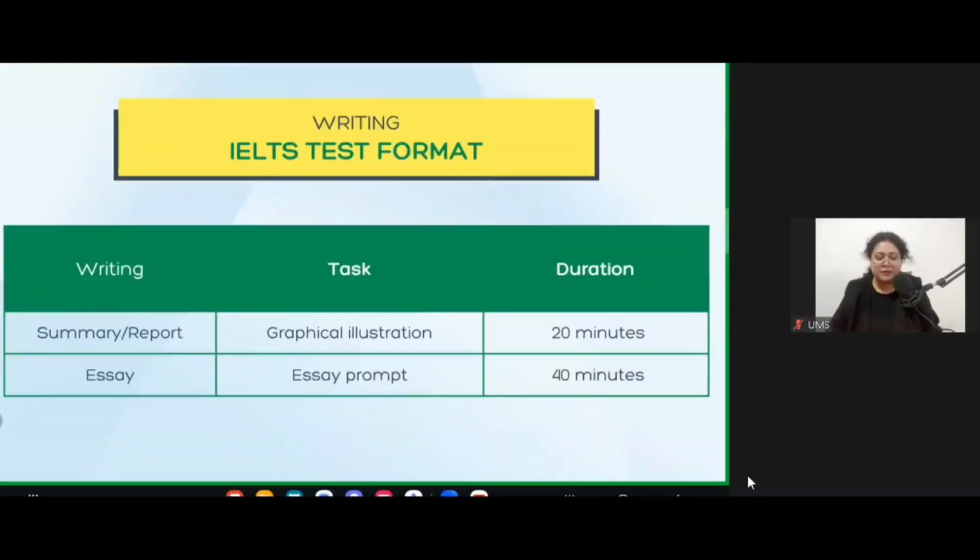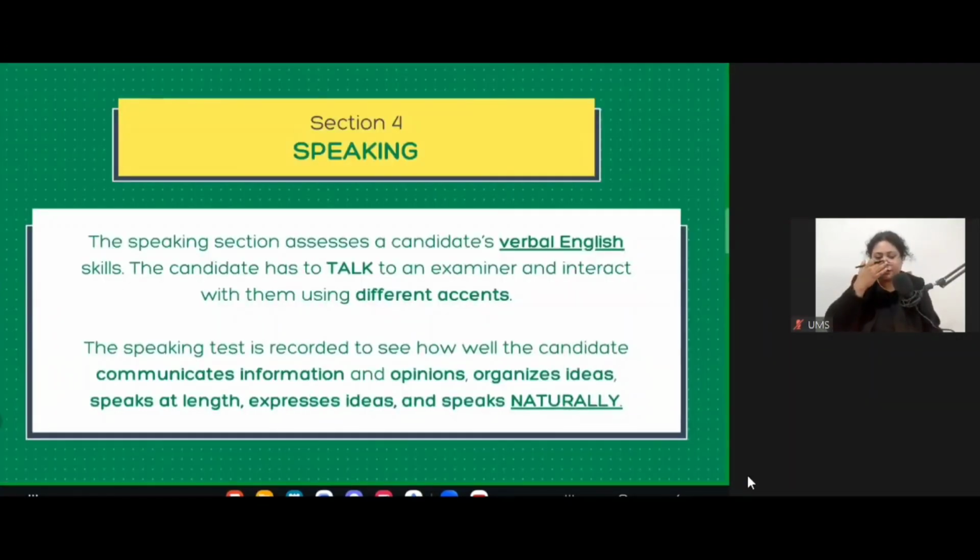We have 20 minutes and 40 minutes, not separately as such, but overall 60 minutes, and we have to be very mindful of the time division so that we don't mess it up. During practice, we absolutely need to mind the time.